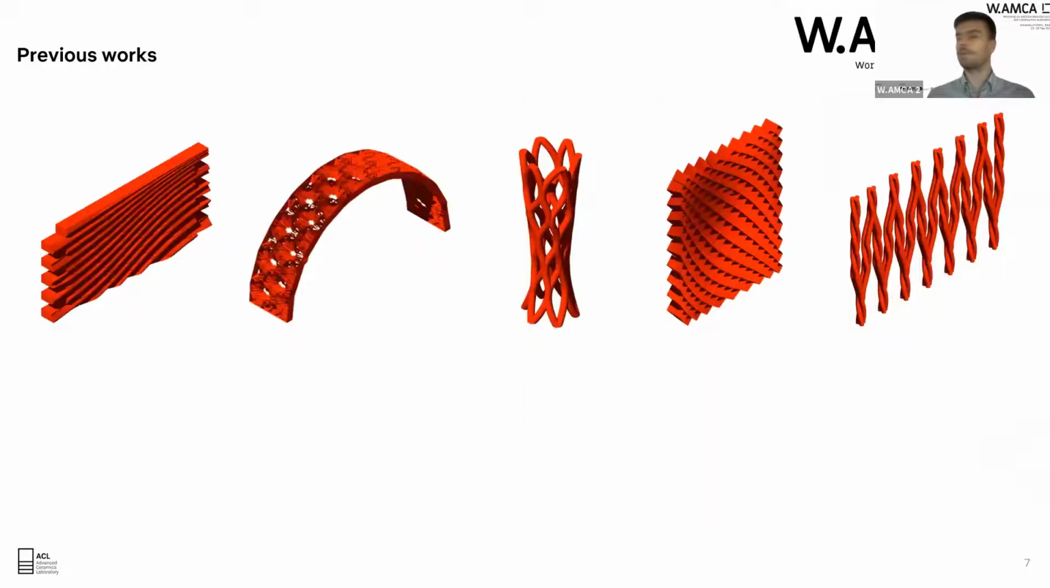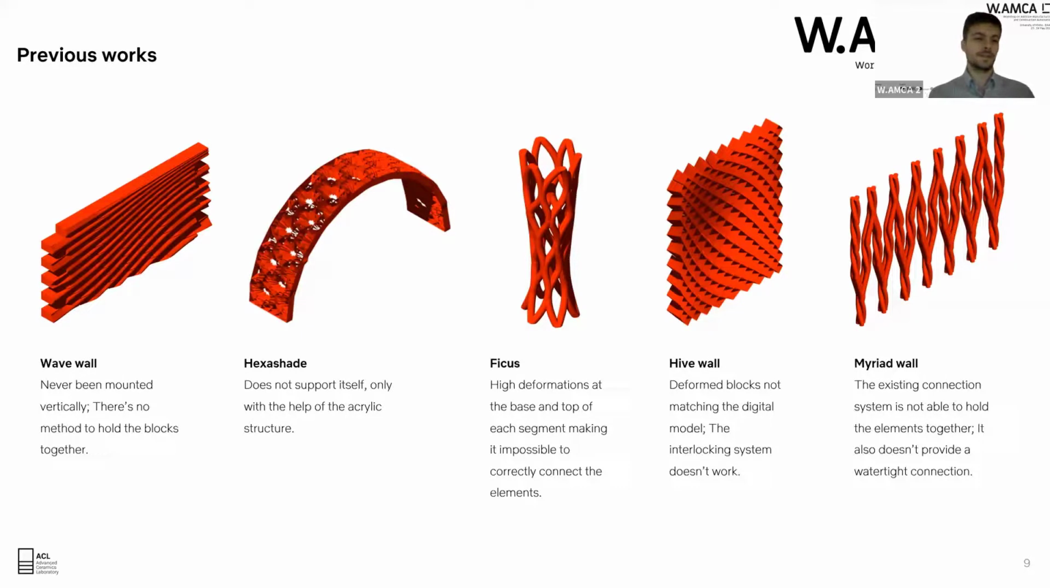But all of those prototypes, in my opinion, of course, have some problems, and none of them actually truly work. So the wave wall never had a way or a method to hold the blocks together. The ExaShade doesn't support itself, so it needs an acrylic base to support it.